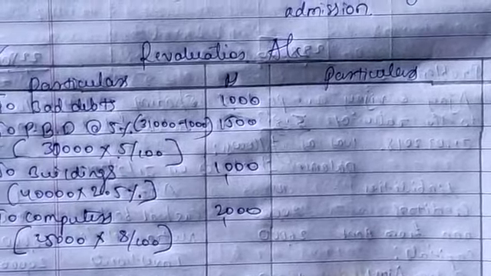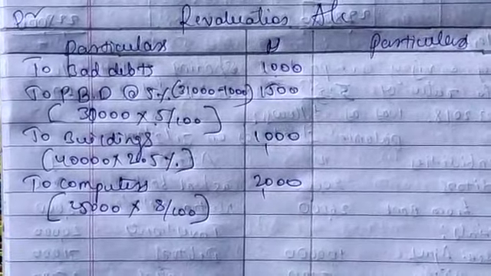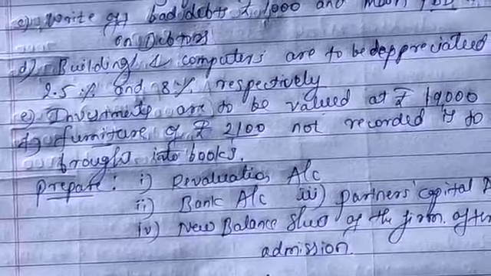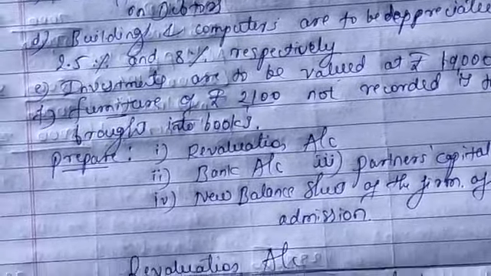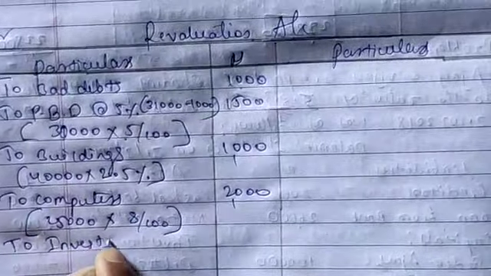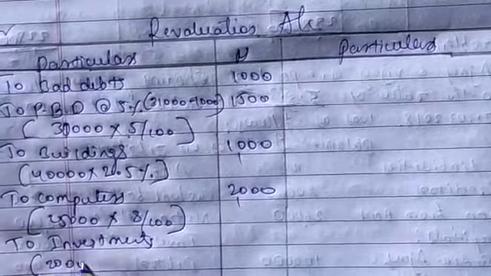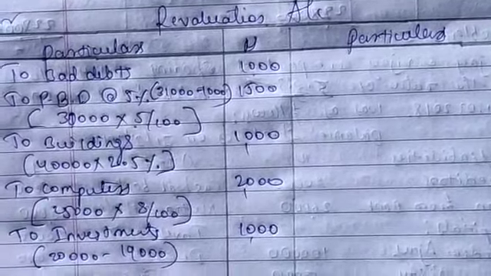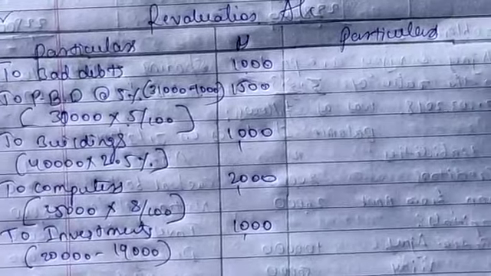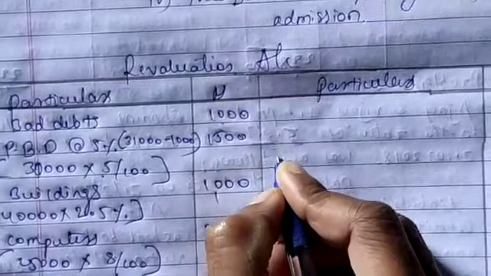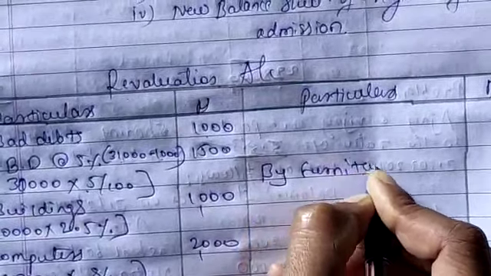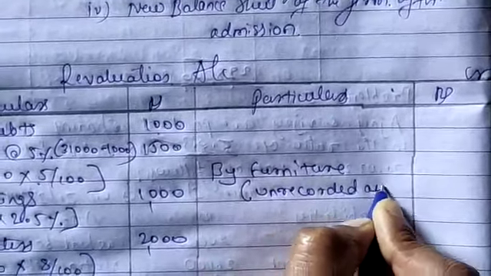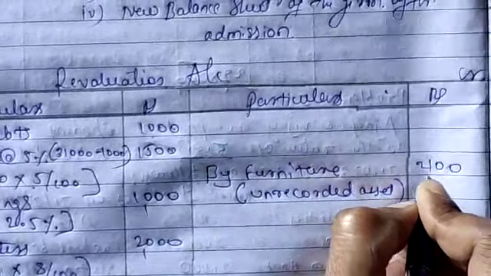And next one, the last adjustment, it is investments. Investments are to be valued at rupees 19,000. In the balance sheet, 20,000 is there. Now its value is 19,000. So this is a decrease in the value of investments. How much has it decreased here? 20,000 minus 19,000, that is 1,000. This is the investment decreased value. And last one, an unrecorded asset is given. Furniture of rupees 2,100 not recorded is to be brought into the accounts. That is an unrecorded asset, furniture, 2,100.